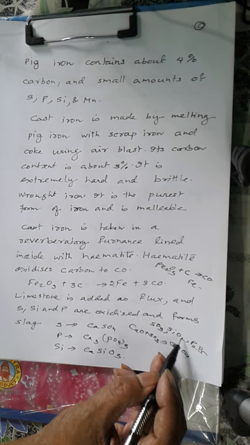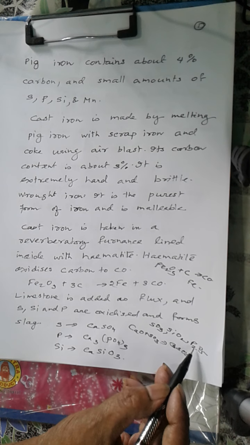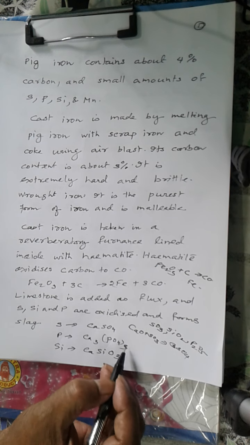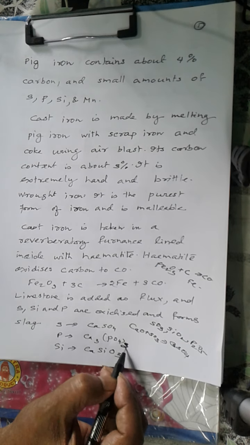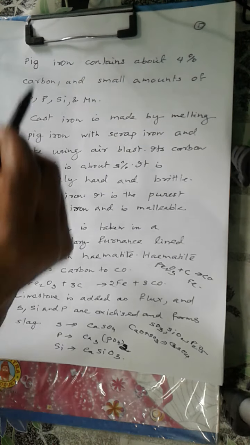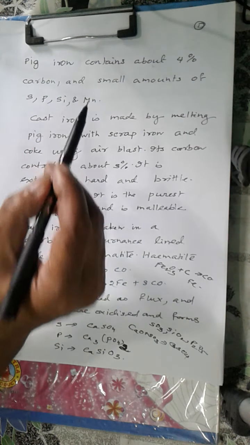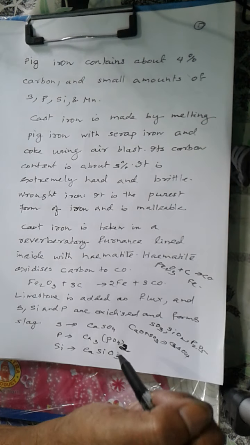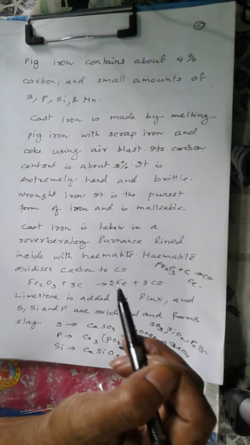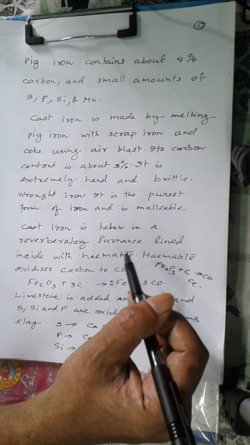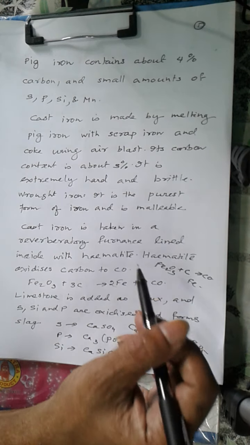Similarly, CaSiO3 and Ca3(PO4)2, that is calcium phosphate. So all these are slags which may be removed. So the impurities sulfur, phosphorus, silicon and manganese present in cast iron or pig iron are removed as slag, and for that we use a reverberatory furnace lined inside with hematite.